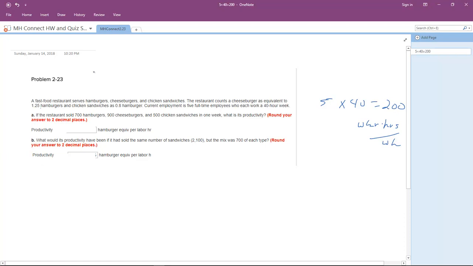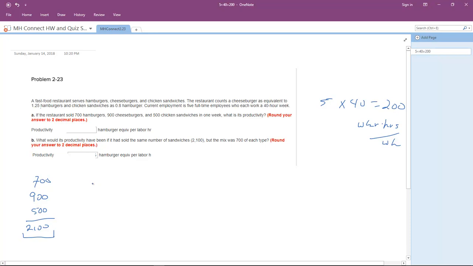The problem for question A is the restaurant sold 700 hamburgers. Let's start writing this down. We have 700 hamburgers, 900 cheeseburgers, and 500 chicken sandwiches. The total for the week is 7 and 9 and 5, which is 2,100. So we sold 2,100. But if we're looking at the productivity here, it says if the restaurant sold these in that week, what is the productivity? We have 200 hours per week.